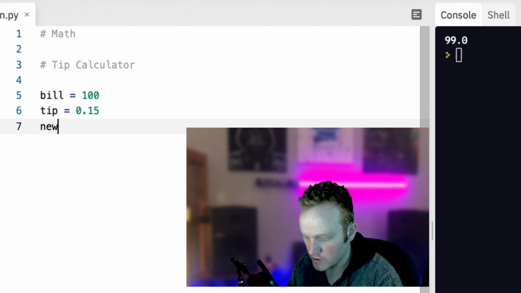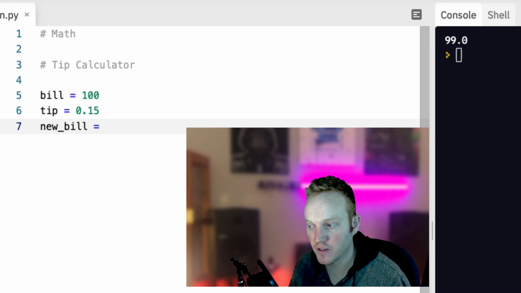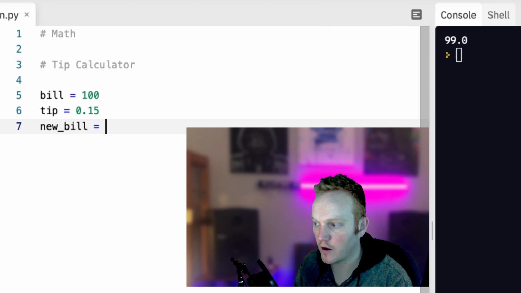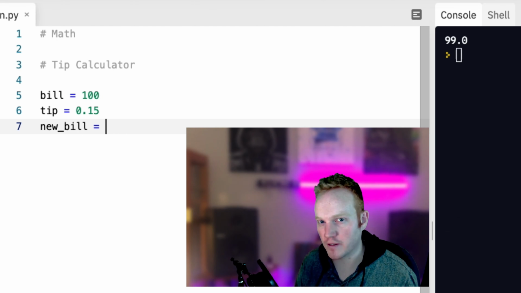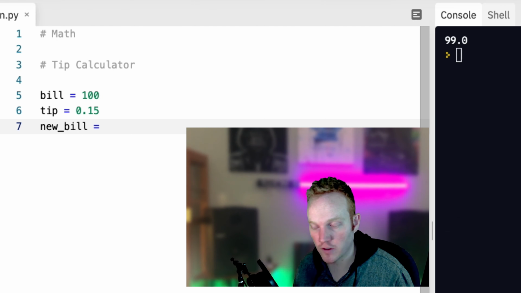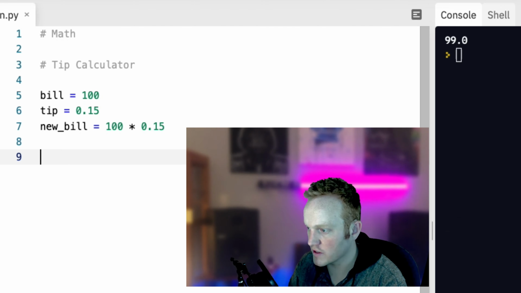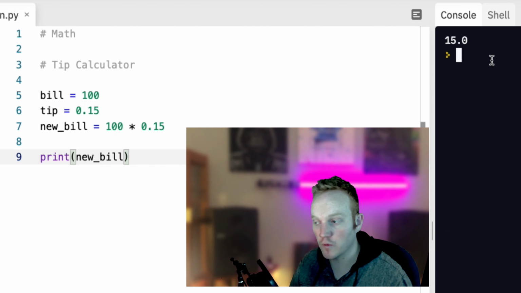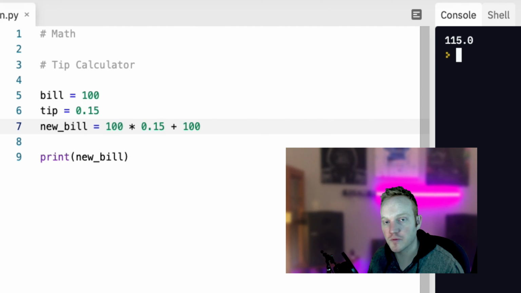So what I want us to do is create a new bill, and I want to set this new bill to the new total after the tip has been applied. Well, I know that 15% of 100 is $15. So my total bill at the end should be $115. So let's do 100 times our 0.15. Let's just see what that gives us so far. Let's print new bill. And if I run that, there's my $15. So now what I need to do is add this to my original bill, plus 100. So there's my $115. So I've slowly figured out the equation to get the correct answer.